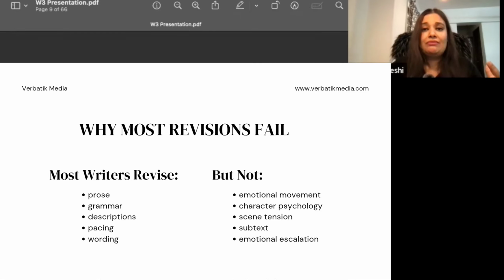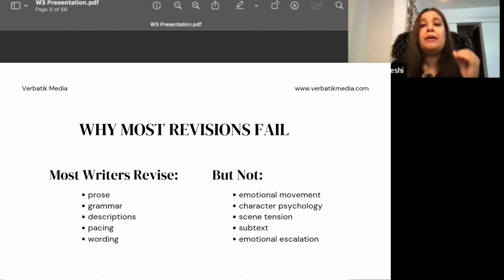And writers can spend months rewriting the sentences or polishing the prose or cutting the adverbs and improving the descriptions, but the emotional core of the scene remains unchanged. And readers don't disengage because of a couple of weak adjectives. They disengage because emotionally nothing is happening on the page.